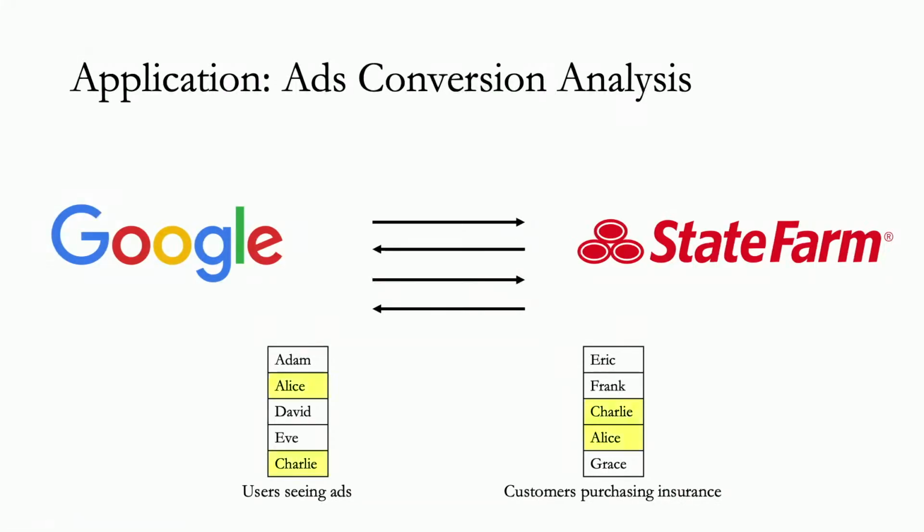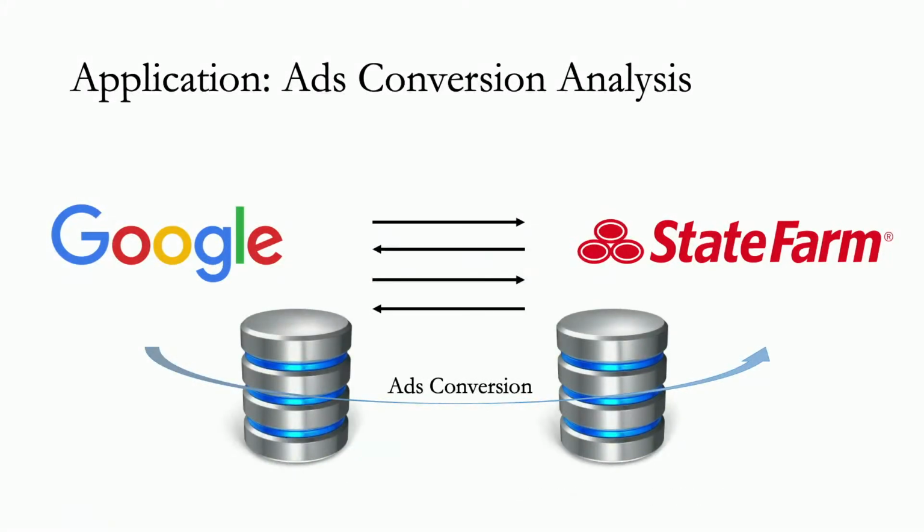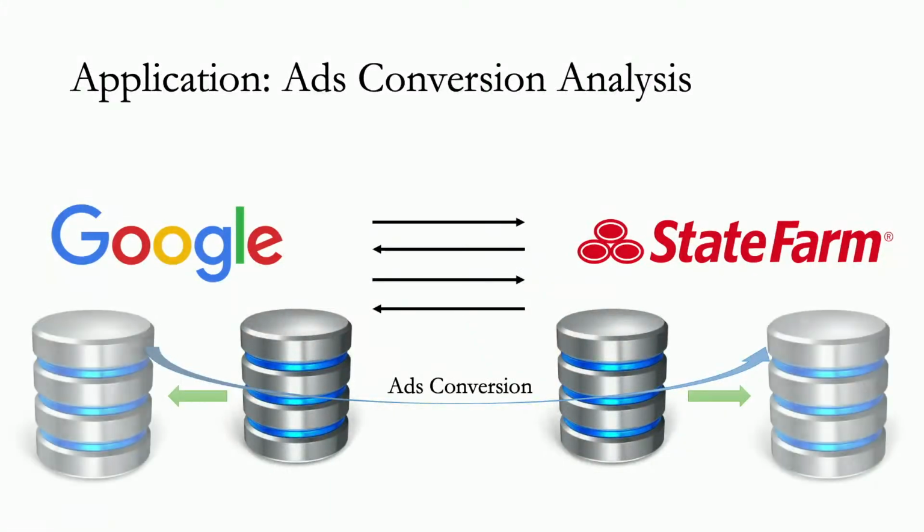And the intersection of the two sets are exactly the users who have seen ads and then end up making a purchase. This is what we call ads conversion. This is a perfect application for PSI, and it's actually deployed in practice using PSI. Very, very cool. But what's happening in reality is that they're running PSI on very large sets, and they're running PSI on a regular basis, maybe on a daily basis or weekly basis. And from day to day, from week to week, they're only making small changes to these data sets.